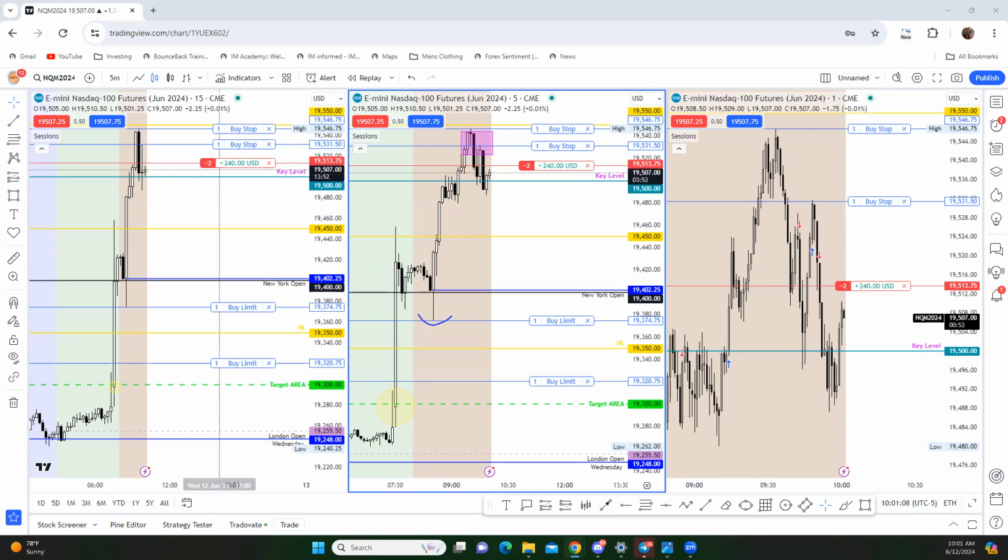I like ES how it looks on the 15-minute, showing weakness. So I want to see them attack New York open price basically. And then YM's just been bearish ever since the open of New York.